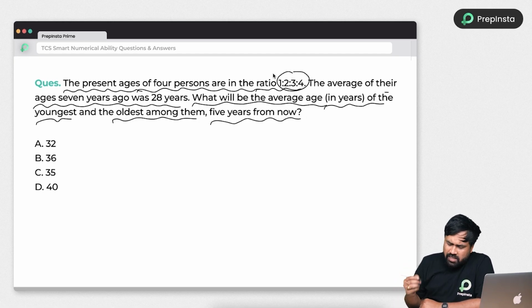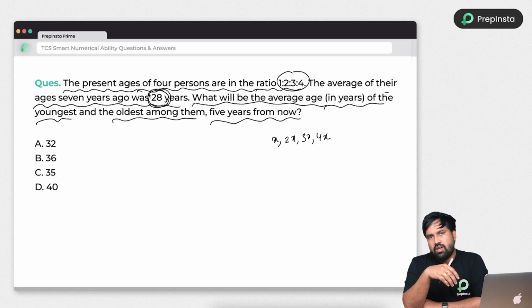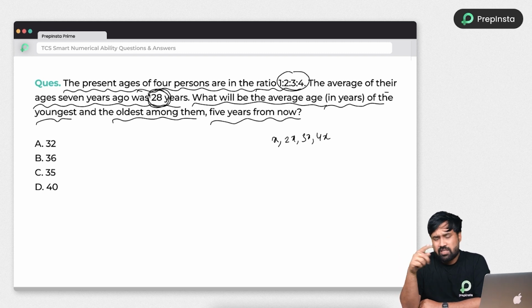So in traditional methods, many people will do it like this: x, 2x, 3x, 4x, and the average is 28 years, 7 years ago. And people will do x minus 7, 2x minus 7, 3x minus 7, 4x minus 7. They will waste a lot of time. Don't do that. I will give you the shortcut methods. Just follow my words for the averages.